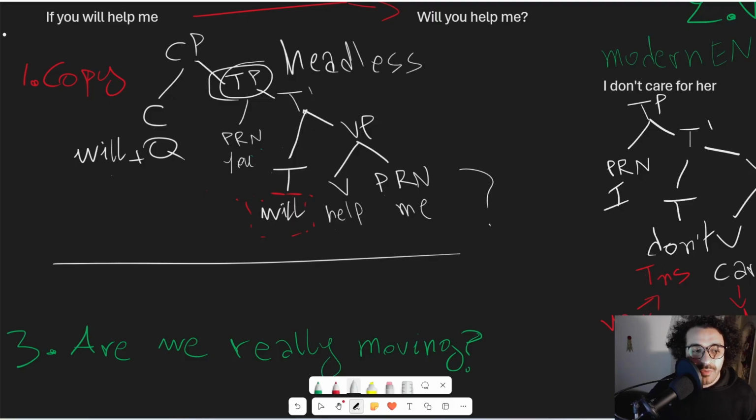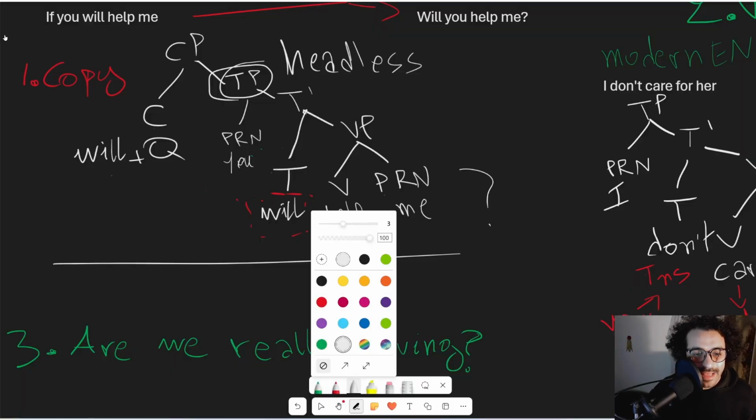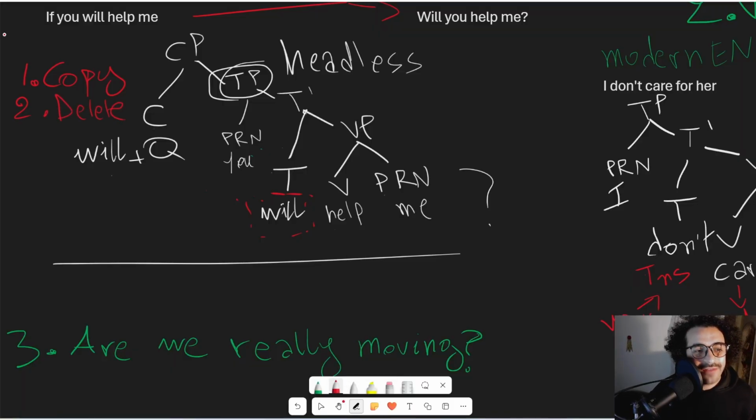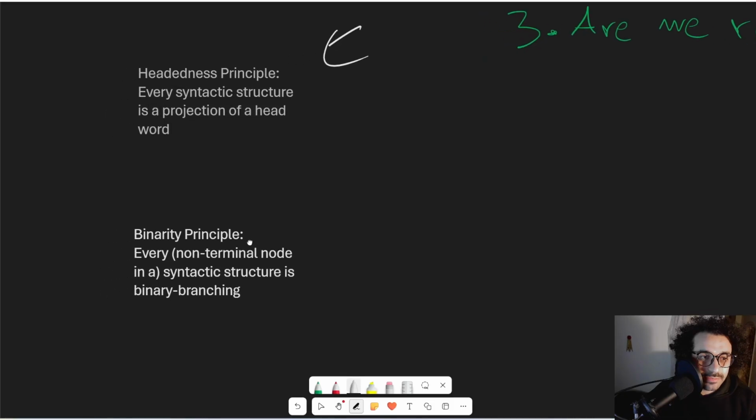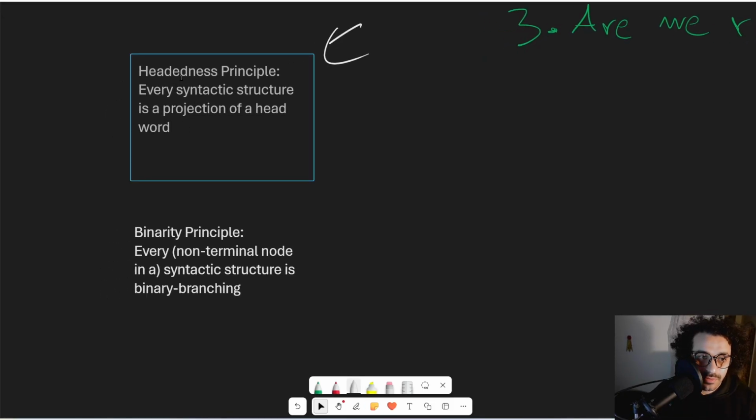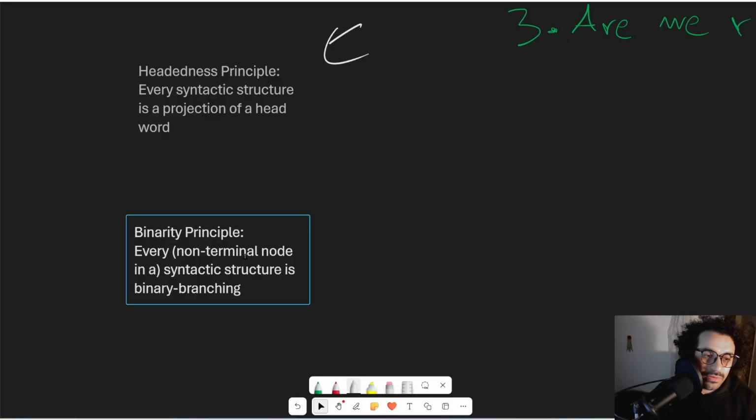No, it doesn't work. So the second part is a delete operation. After we've copied the head, now we can delete it. And when it's deleted, it's considered a null element in the sentence. This way, we can maintain our proposition that there is movement that happens between heads, and at the same time not violate any of the two principles: the headedness principle, every syntactic projection must be headed by a word, and the binarity principle, all nodes except for the terminal ones should be branching to 2.